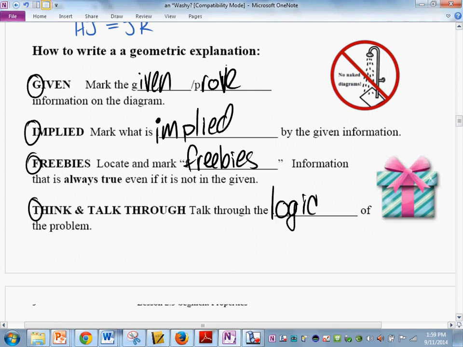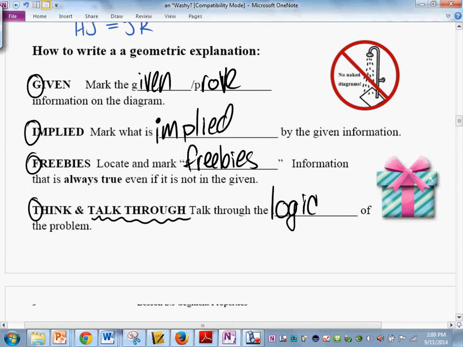Two, you mark what's implied, again, on the diagram. Three, freebies. You locate and mark freebies. Freebies are things that are true even if they're not in the given. Last, you talk through the logic. Underline or highlight talk through.